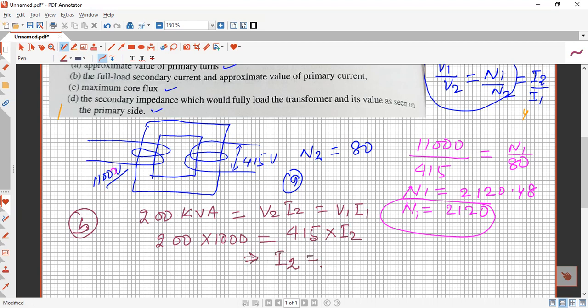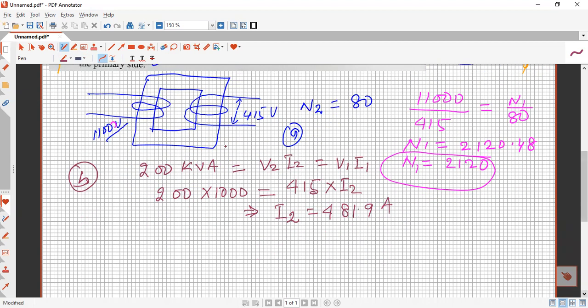Just solve it, and we will get the value of I2, which comes to 481.9 ampere. Similarly, we can also solve this relation: this value is also equal to V1 into I1. So you can use the same relation, 200 into 1000 equals V1, which is 11,000 volt, into I1. Solving this, we get the value of I1, which is equal to 18.19 ampere. So we have found the values of V1, V2, I1, I2.